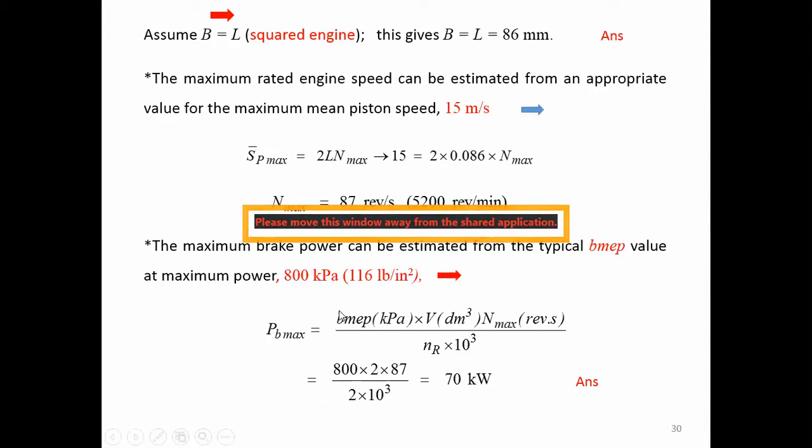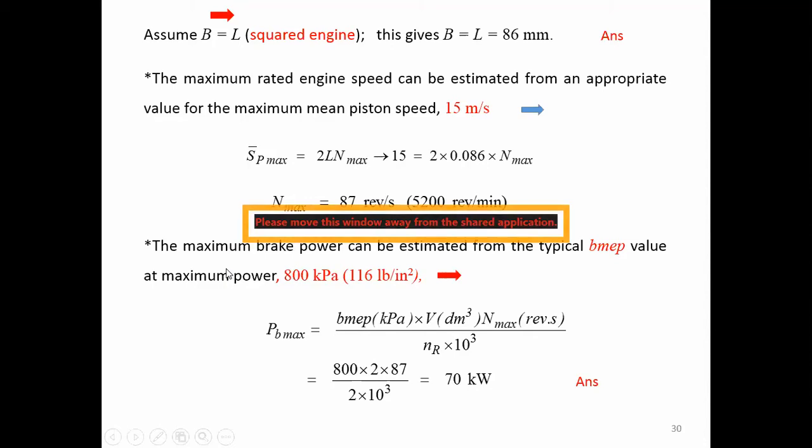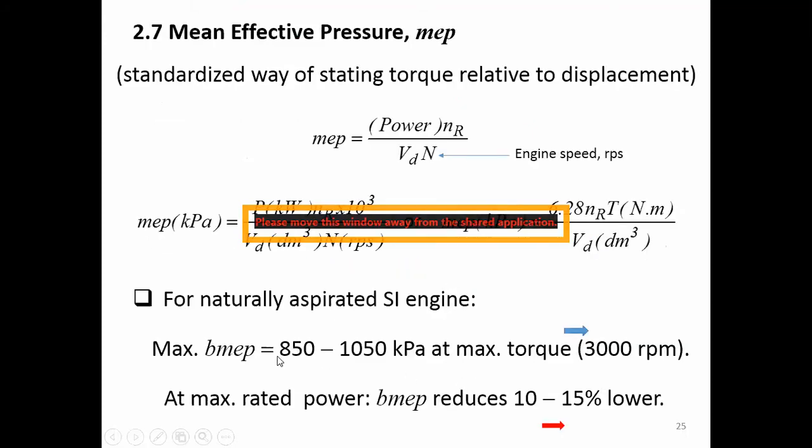Then we want to calculate the maximum power. This maximum power has to be estimated from the typical BMEP value at the maximum power. So again, we have to assume what our BMEP should be when the maximum brake power occurs. So how can we assume? Go back to our data.